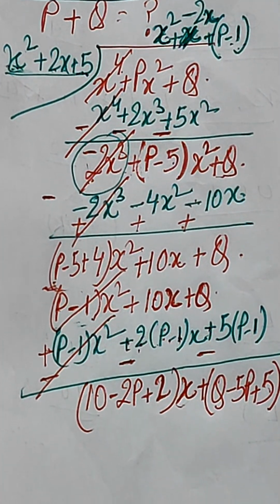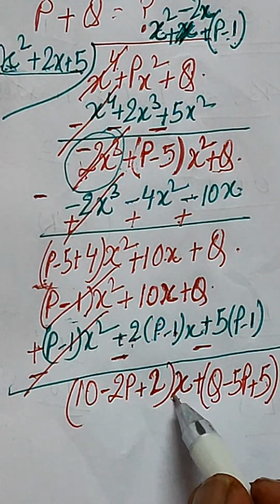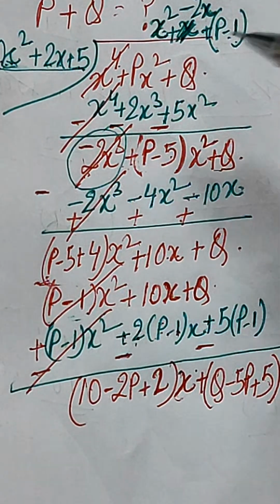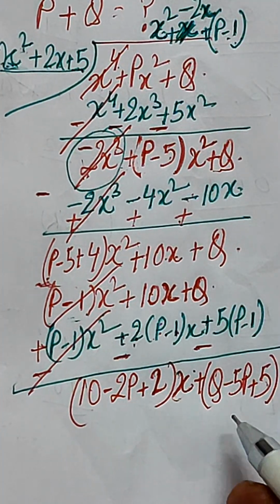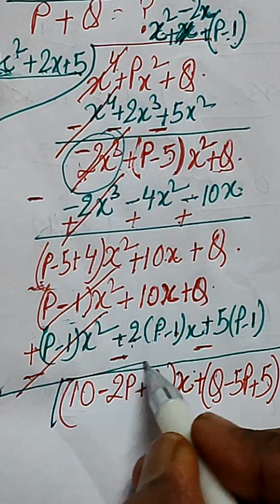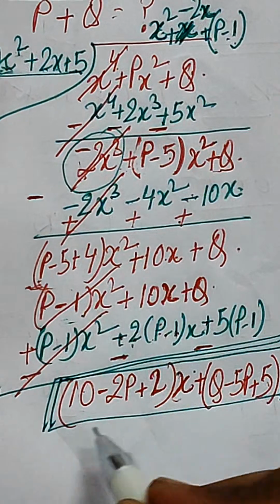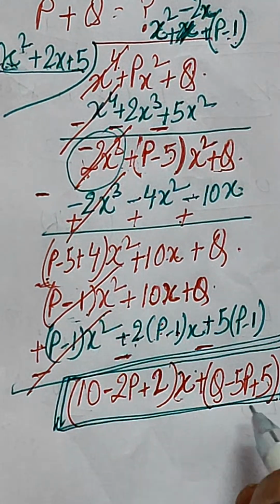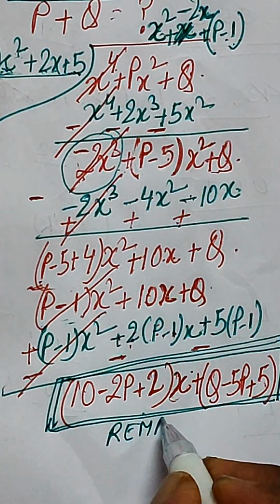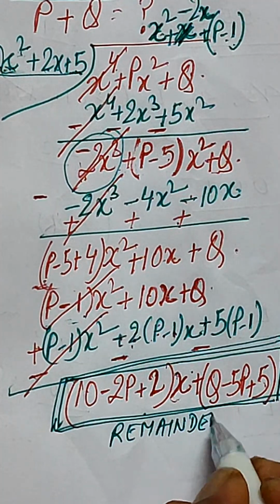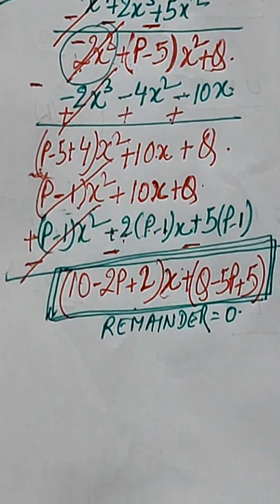Now you can see the highest degree of this remainder is 1 and the divisor is having the highest degree 2. So no further division is possible, and this is the remainder which is left with us. And as we have discussed, if some polynomial is a factor of a given polynomial, then the remainder should be equal to 0, right? So just equate it to 0, right?